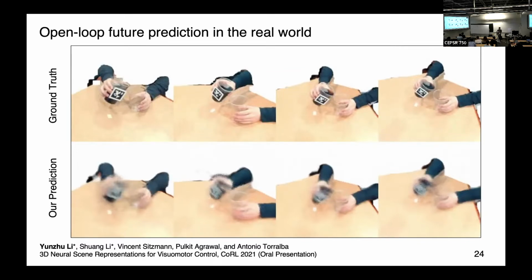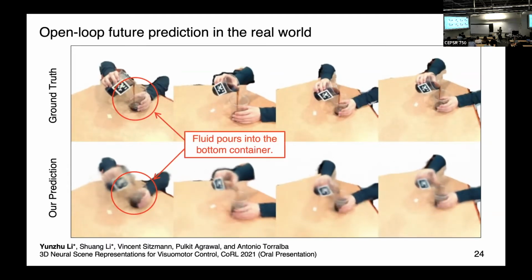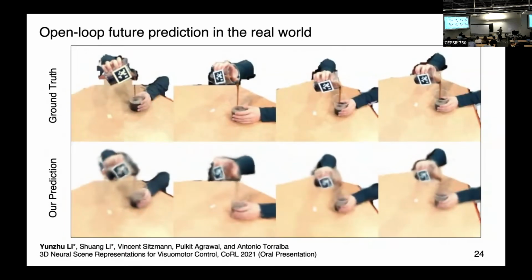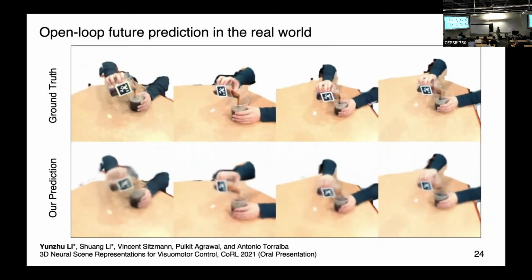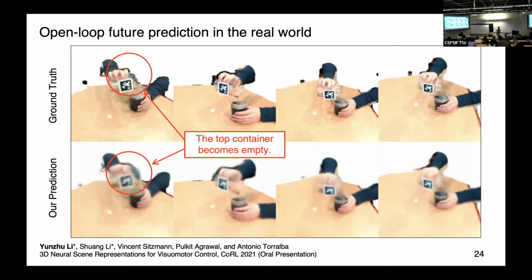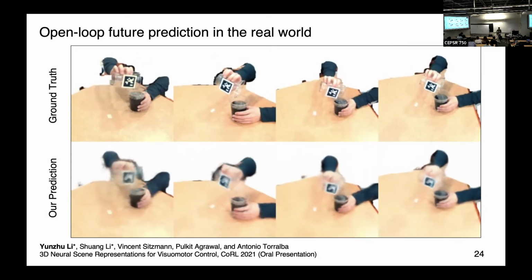And here is the open loop prediction result using the learned model directly learned from the real data. Here we are pouring fluid from one container to the other. And our open loop prediction dynamics model can predict when the fluid will pour out of the top container. As the sequence goes by, it will also be able to predict when the top container becomes empty as we tilt it more.